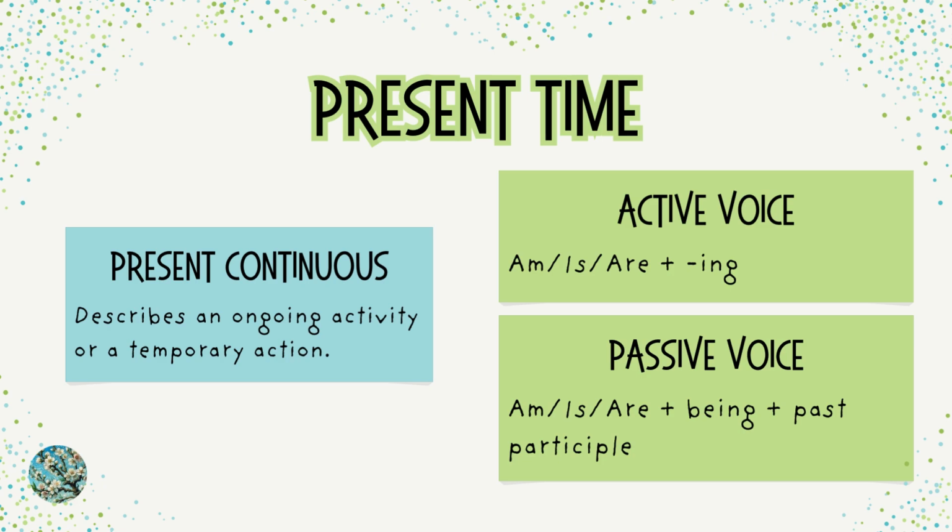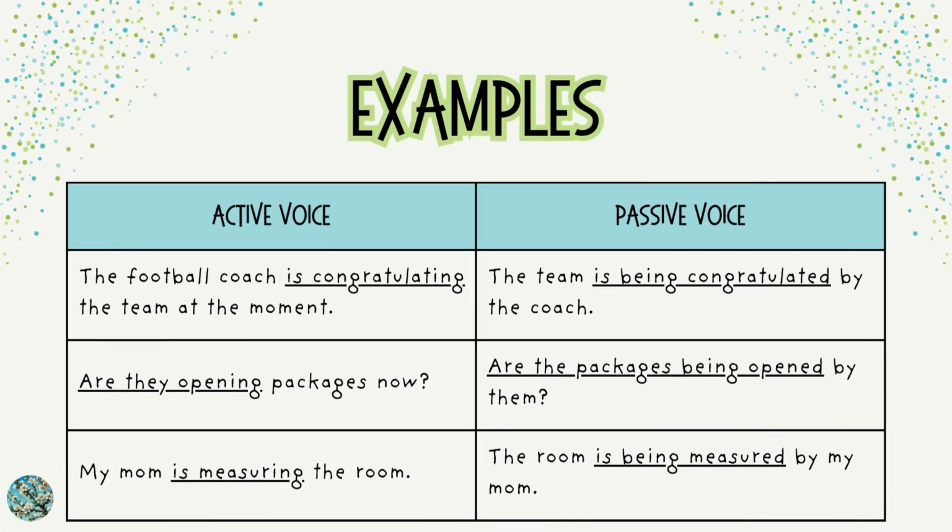We also have seen the present continuous tense. Its function is to describe an ongoing activity or a temporary action. In the active voice, the verb be is present, am, is, or are, and the verb with ing ending. In the passive voice, we also use the verb be in present, followed by being and then the past participle of a verb. Let's see some examples.